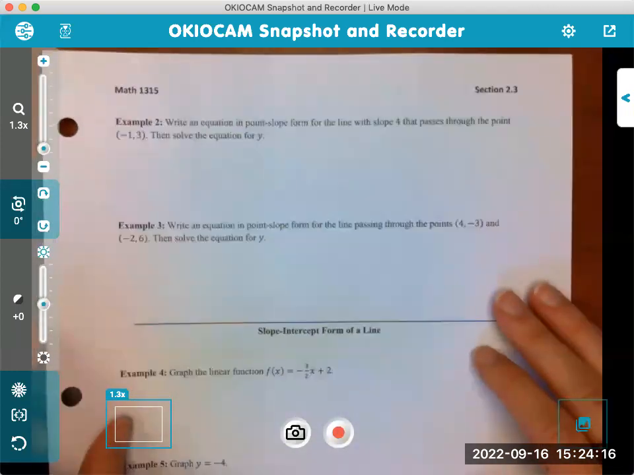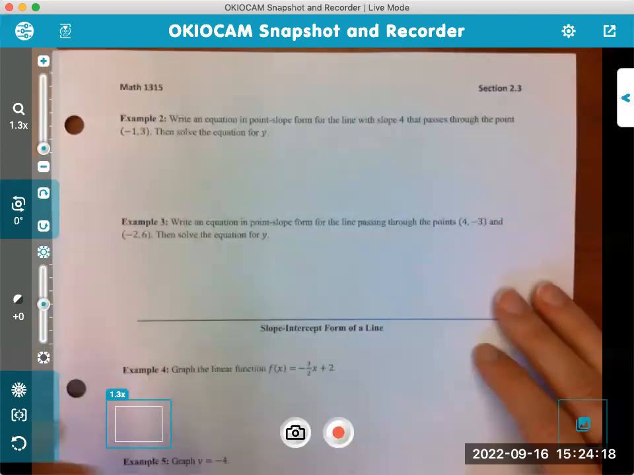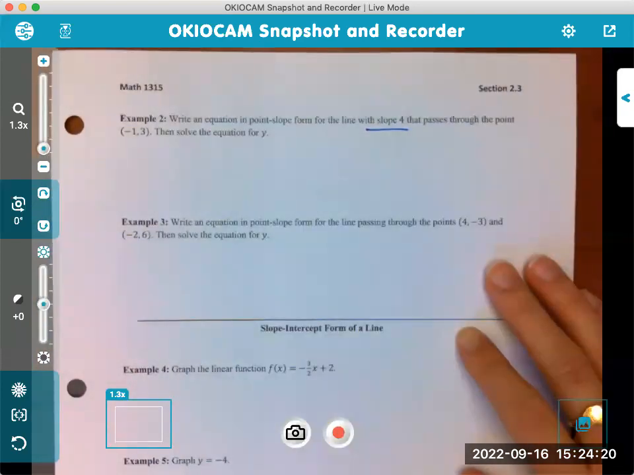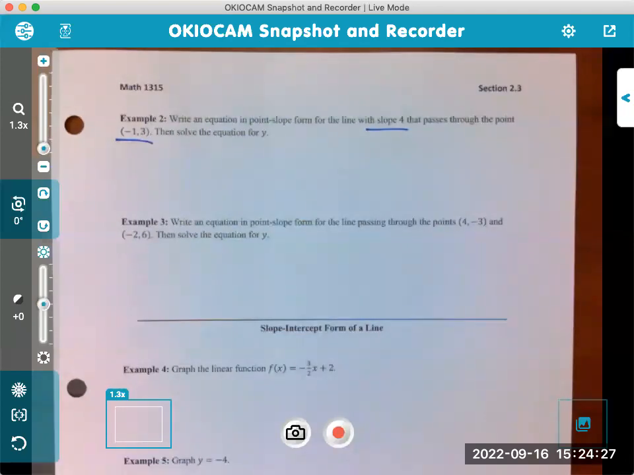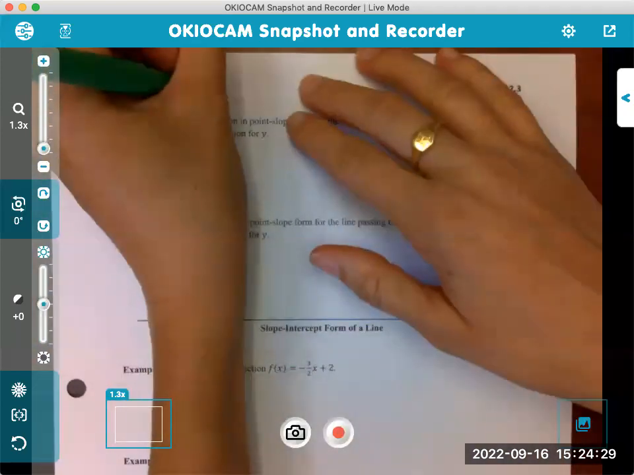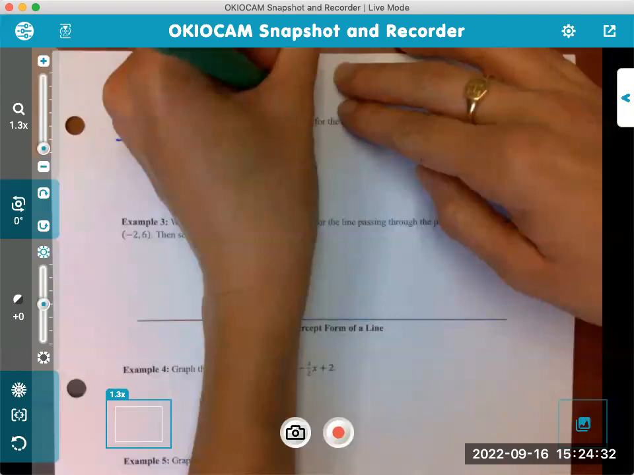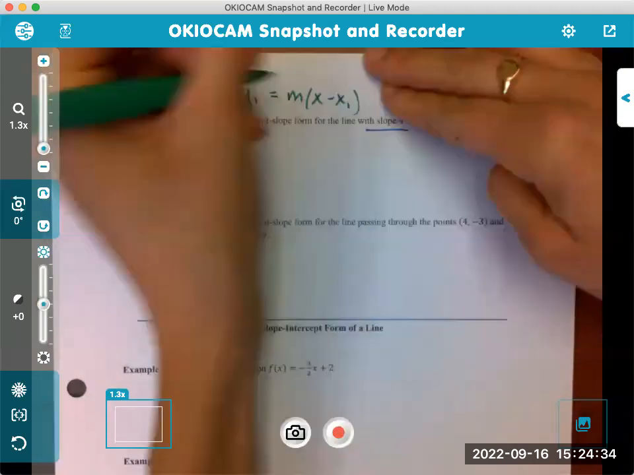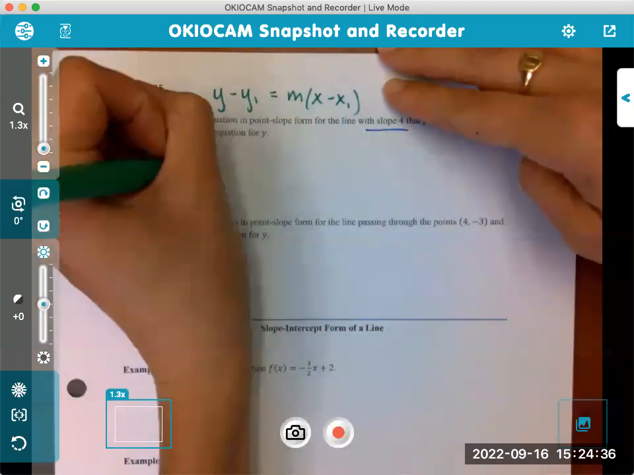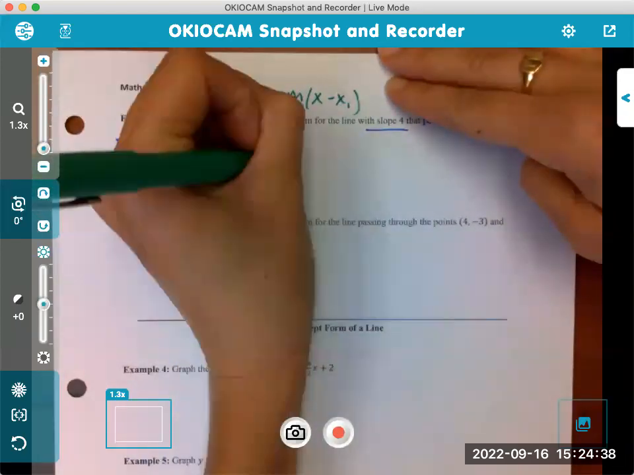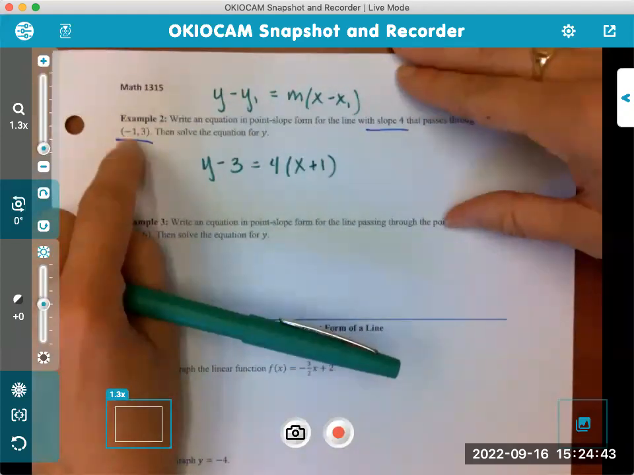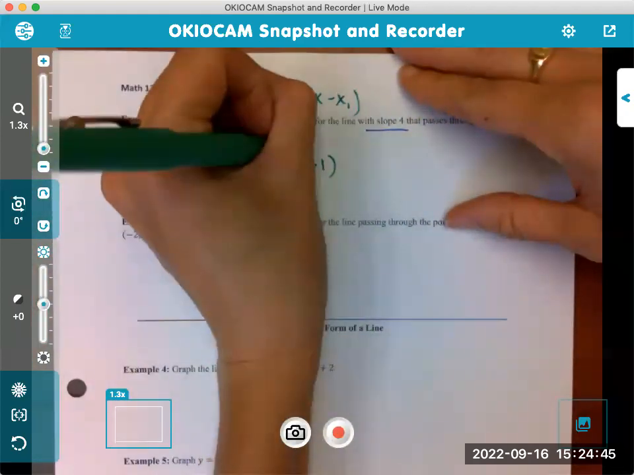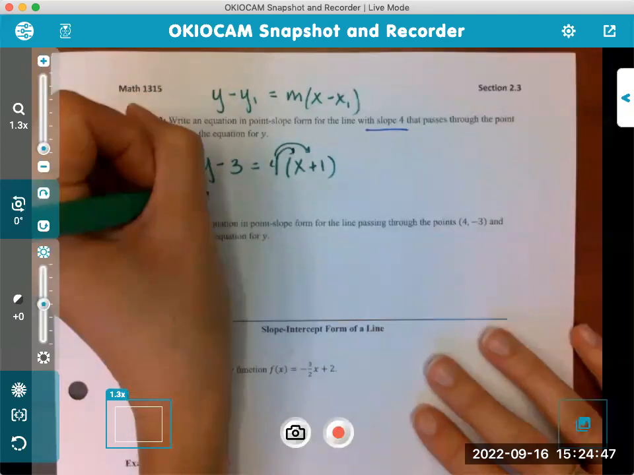So write an equation in point slope form of a line with slope 4 that passes through the point (-1, 3). Then solve the equation for y. All right, no problem. Remember we have y minus y1 equals m times x minus x1. So this is y minus 3 equals 4 times x plus 1, because of that double negative. Now if I'm solving for y, let's distribute that 4.